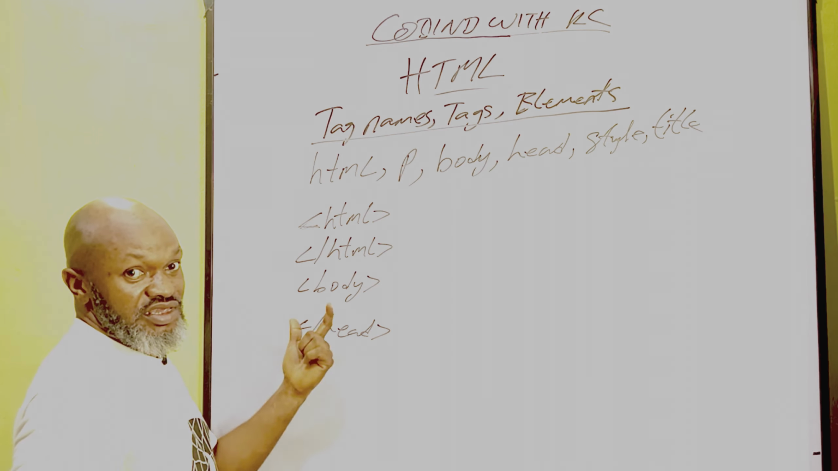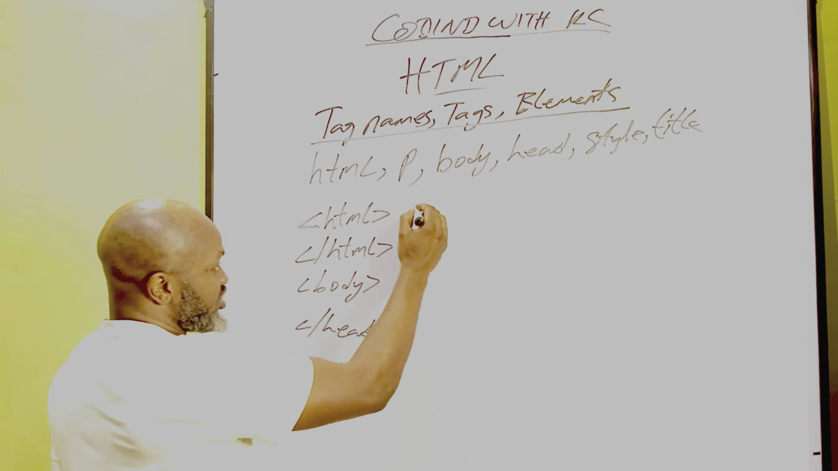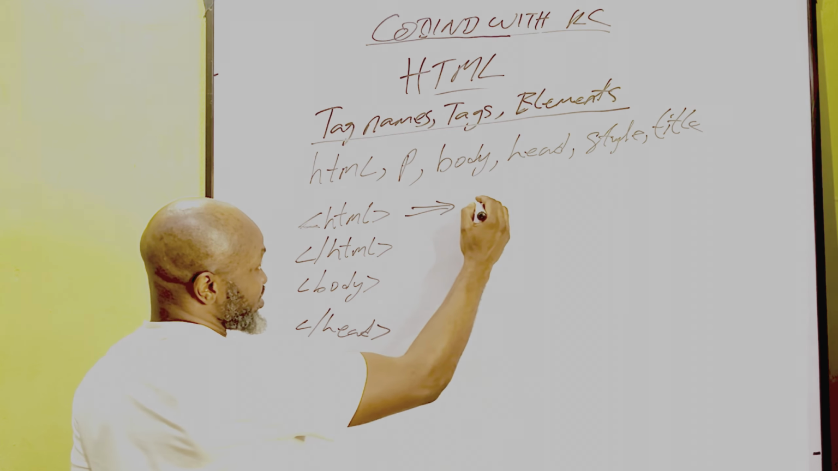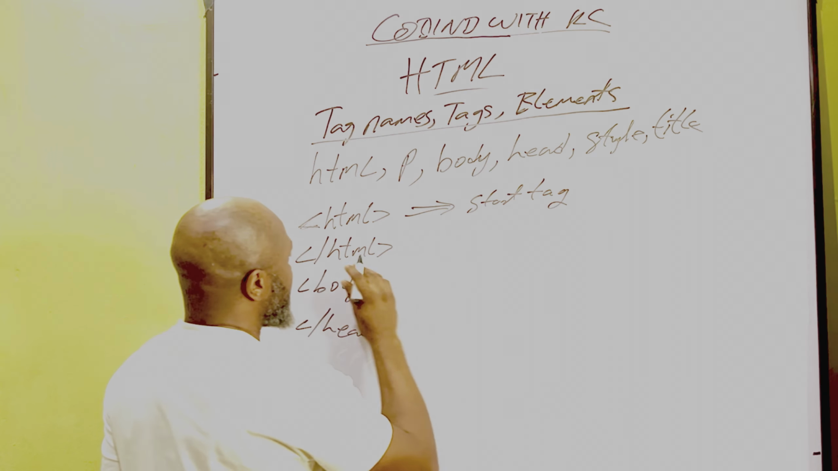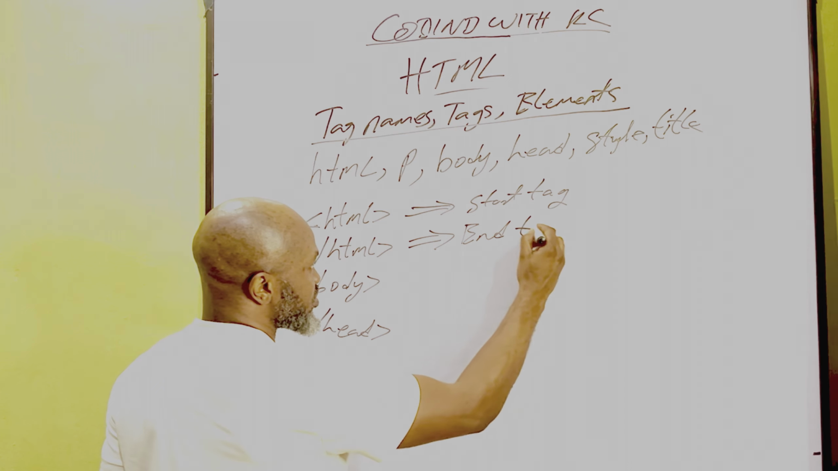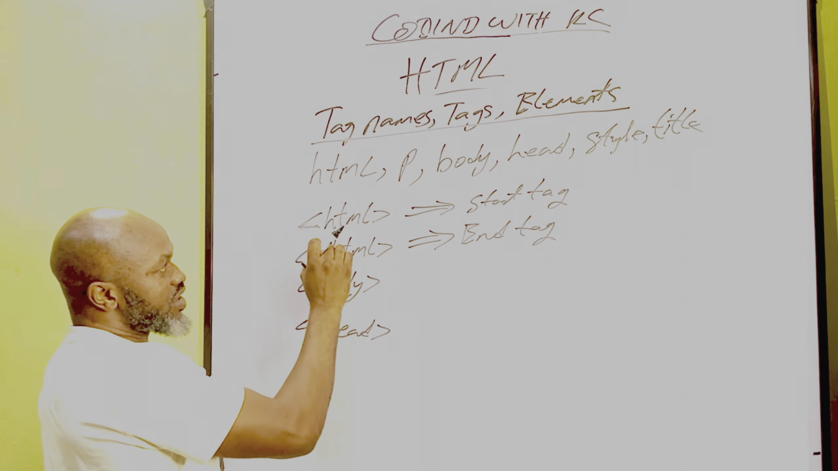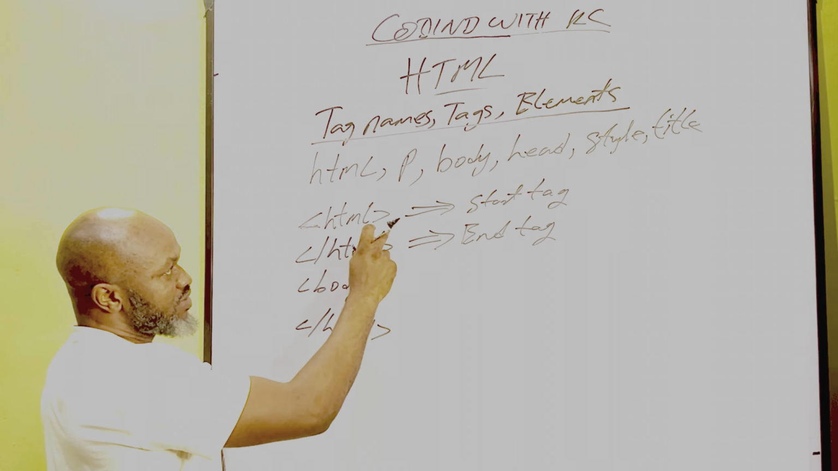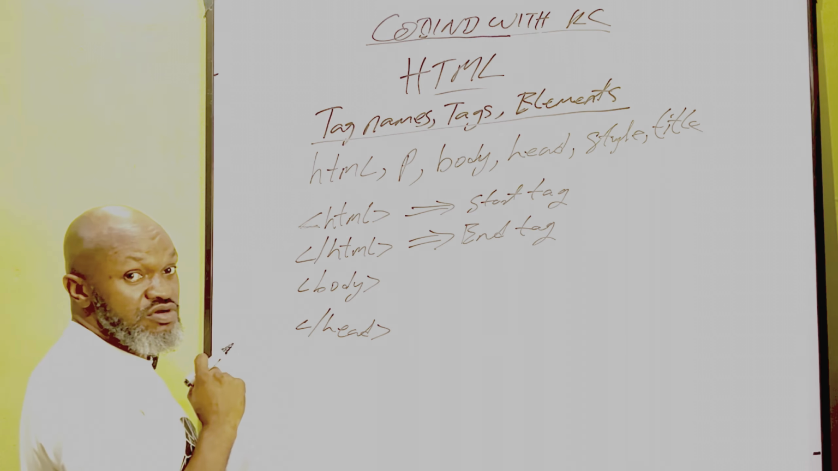Now, what is this? These are tags, but they are two different tags. This one is the start tag, and this one is the end tag. What is the difference? The difference is that this one is just an angle bracket open, then the tag name, and then a close angle bracket, but this one has a slash after the open angle bracket.